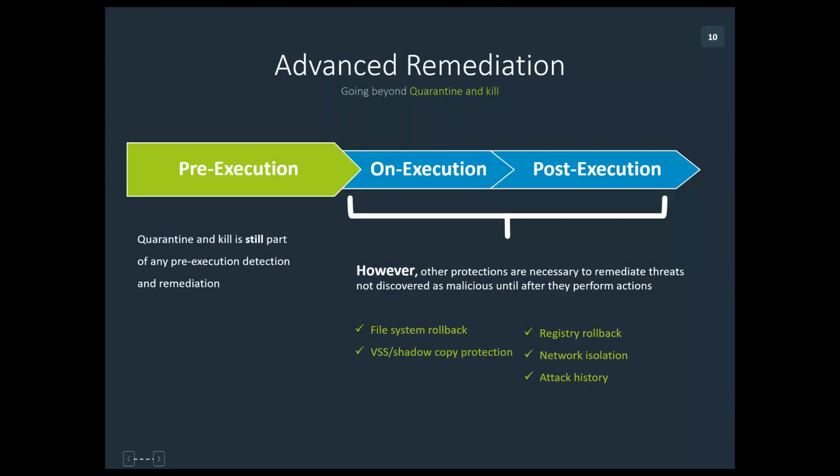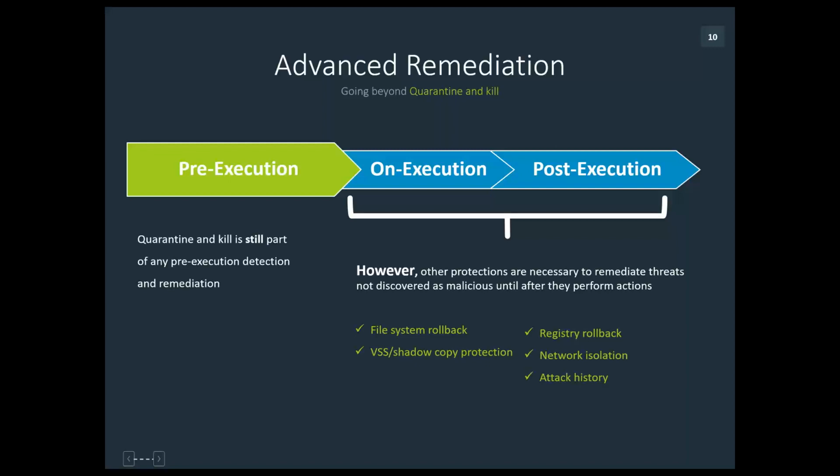So what we actually need to do, of course, is that quarantine and kill is still a part of any pre-execution detection and remediation technology. It's a really important part. But other protections are necessary to remediate threats not discovered as malicious until they start messing around with the environment. So we need some way of controlling the file system. The option of a file system rollback would be really good to have.